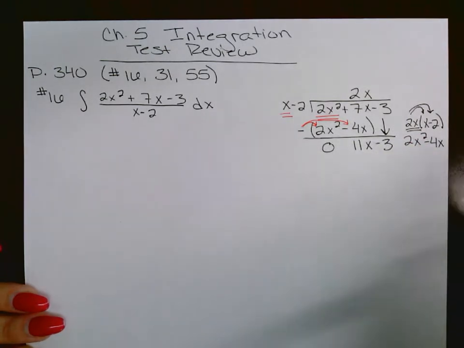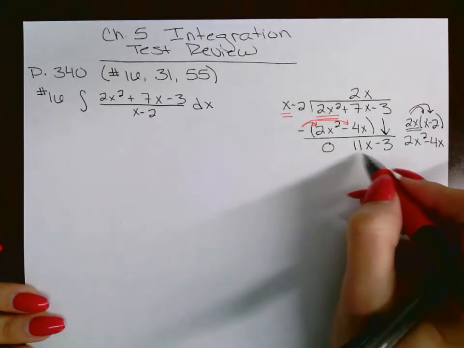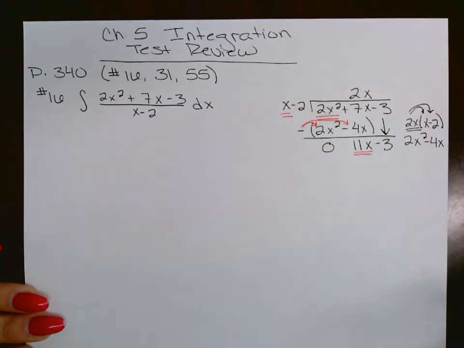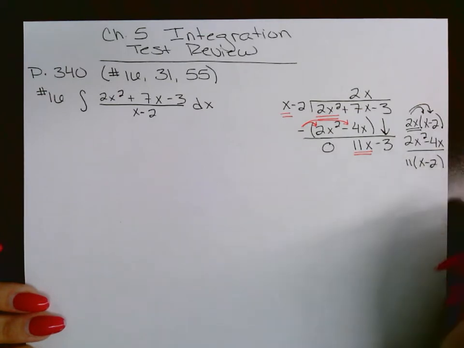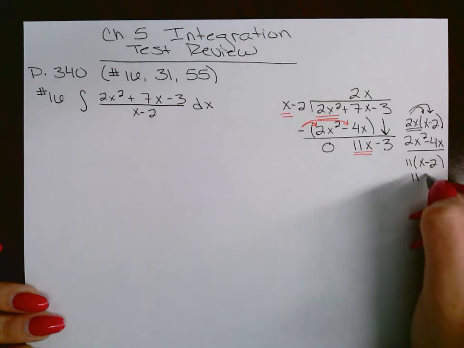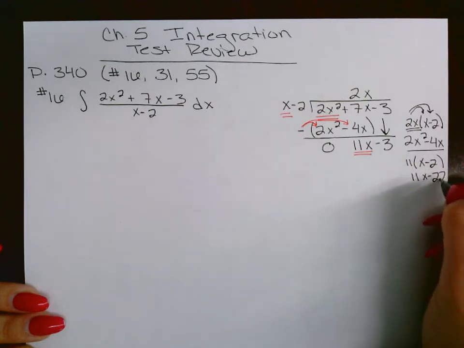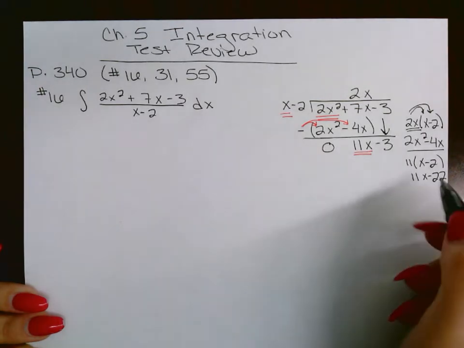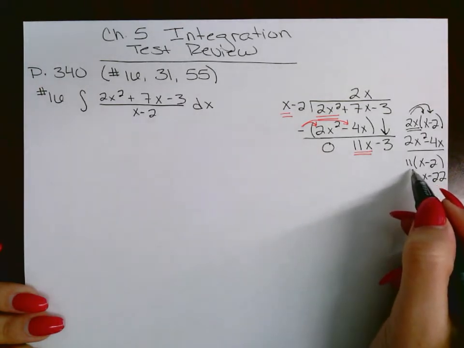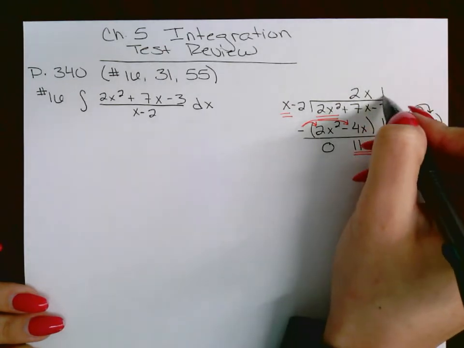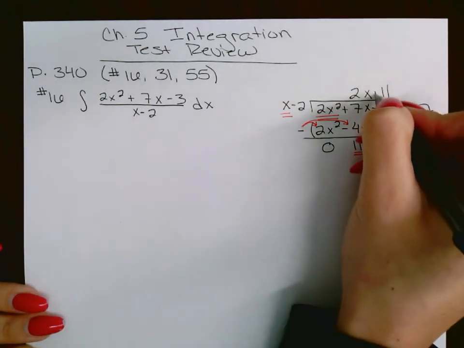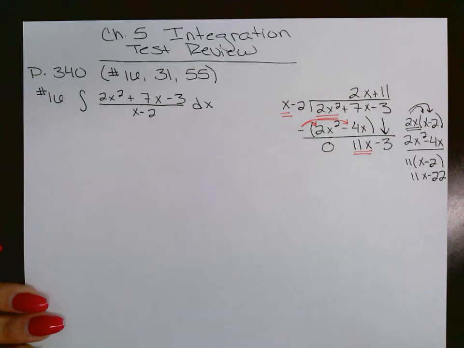So now I'm comparing how many times x goes into 11x. What do I need to multiply? 11. Good. So 11 times x minus 2. I distribute and I get 11x minus 22. Okay. 11 is just a constant, so it needs to go over the column with constants, which is where that negative 3 is. And it was just a positive 11, so I put a plus sign.